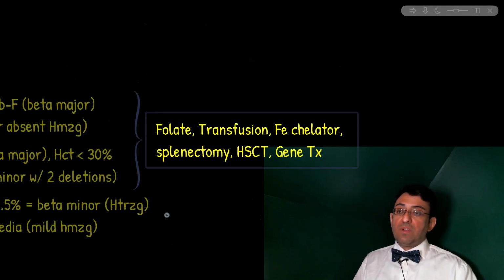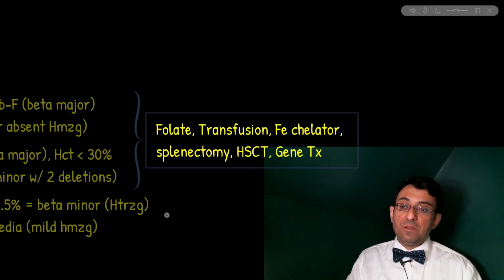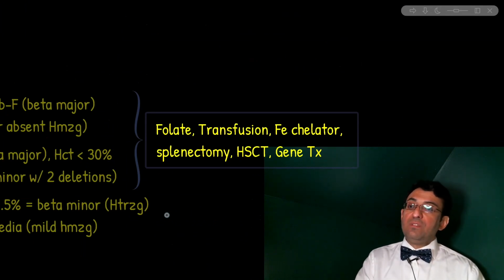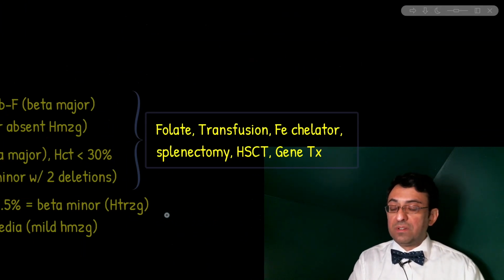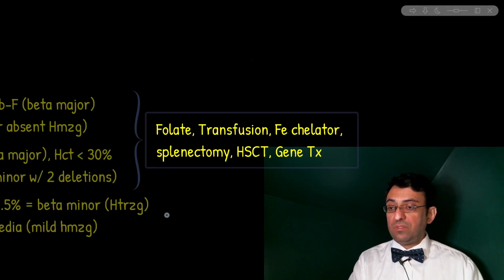Another option, finally, is hematopoietic stem cell transplant and gene therapy. Now, the final question about thalassemias: can you name some of the oral versus parenteral iron chelators? Deferiprone and deferasirox are the oral ones, and deferoxamine is the parenteral one.